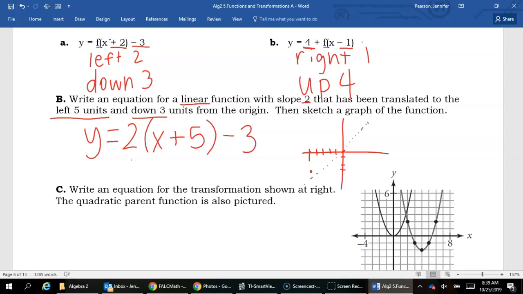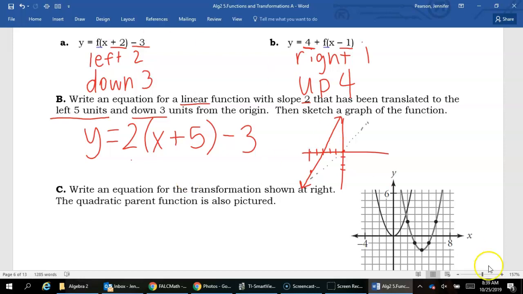And this does have a slope of 2, so that means I need to make it a little slantier than that original line. Doubly slanty? Is that a word? So that looks good. It moved 5 over and it moved 3 down. And I have a slope of 2, so it's a little bit steeper.